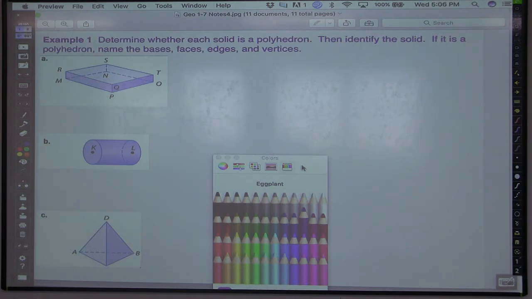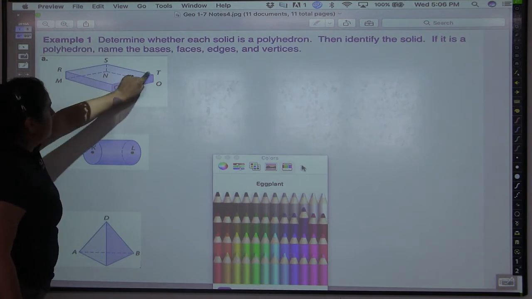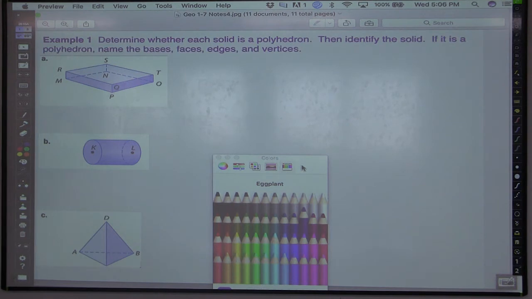The solid is formed by polygonal faces. All of the faces of this solid are rectangles. Because all the faces are in the shape of a polygon, it meets the requirement of flat surfaces, and they're all polygonal faces. There are 2 parallel congruent bases.